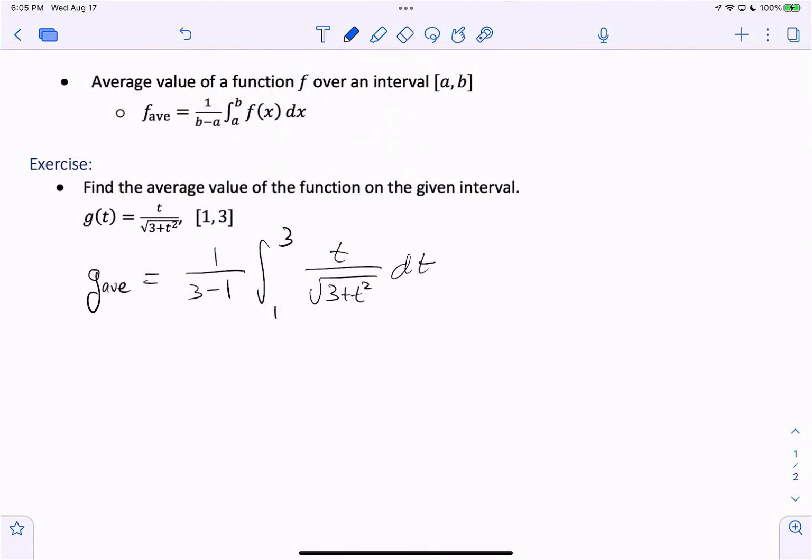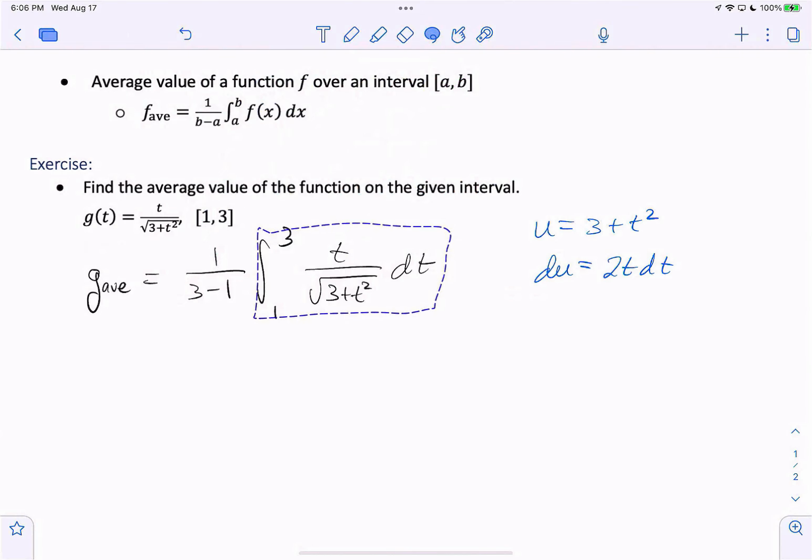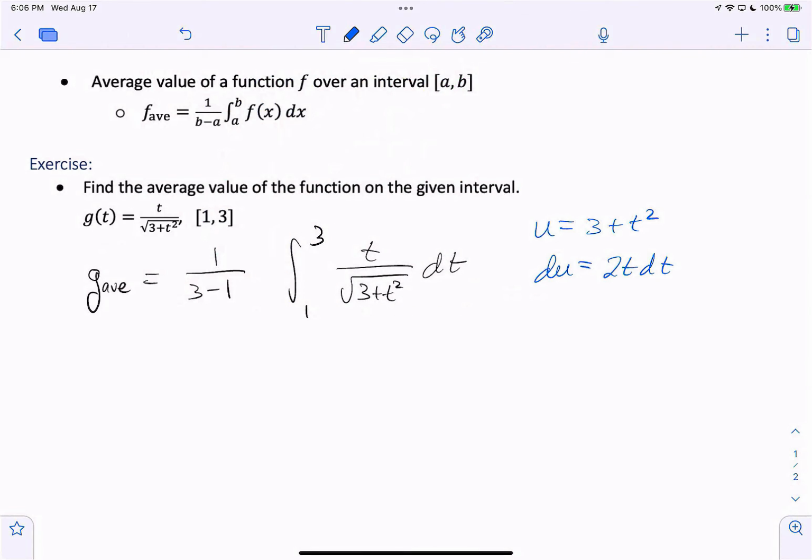This result is going to be a number, of course, so that's cool. Hey, we have a composition. I see a square root in the denominator. Inside the square root is 3 plus t squared. So I'm going to say u is equal to 3 plus t squared, so that du is equal to 2t dt. And I can see that for this integral, I need a factor of 2 in the numerator, so I have 2t dt there. And if I multiply by 2, I need to divide by 2.